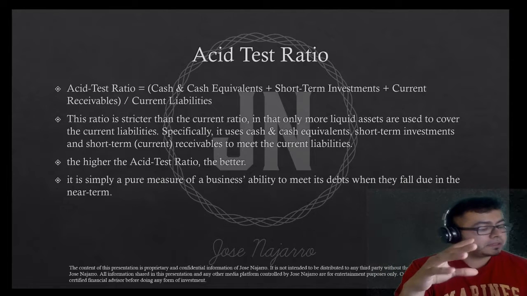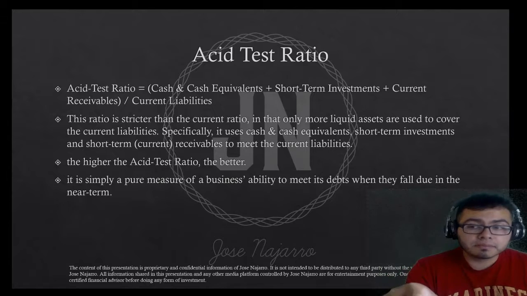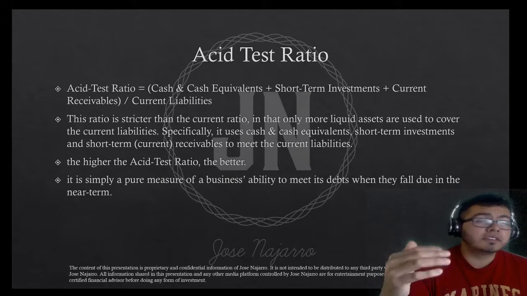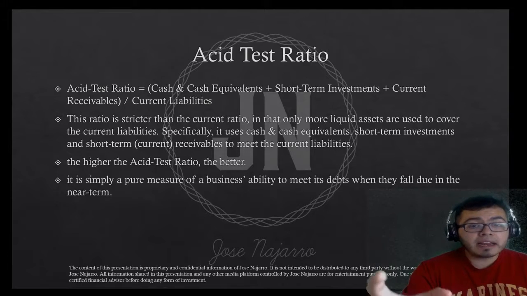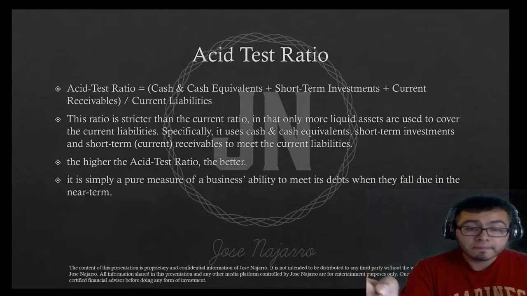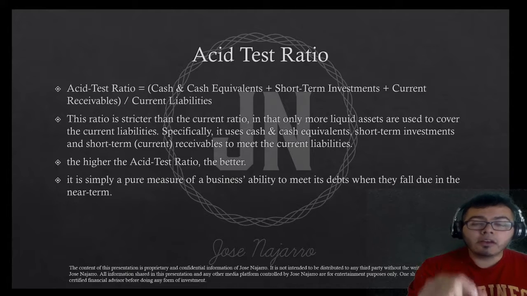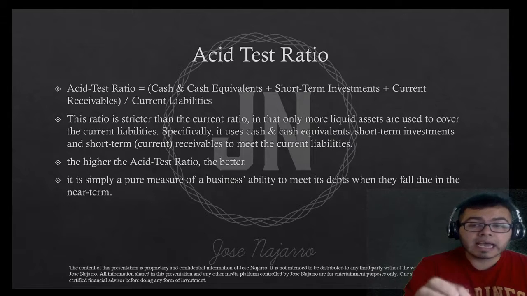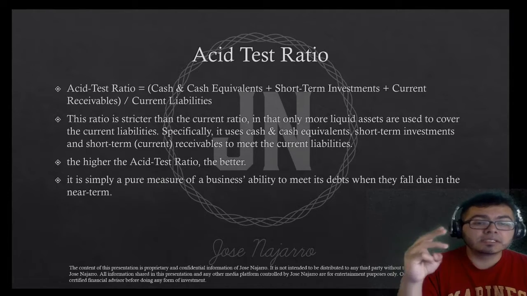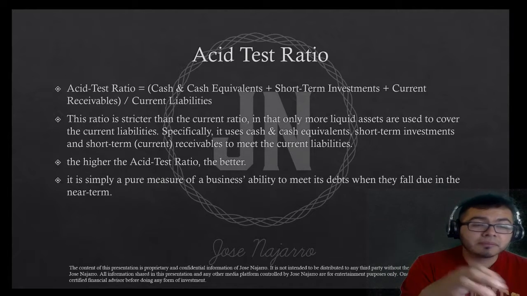Usually most companies keep low cash, but cash equivalents would be again short-term investments plus current receivables. So this is the money they are gonna receive within the next 12 months divided by current liabilities. So like I mentioned, this ratio is stricter than current ratio, as the more liquidized assets are used to cover the current liabilities. Specifically, it uses cash and cash equivalents, short-term investments, and short-term current receivables to meet current liabilities.